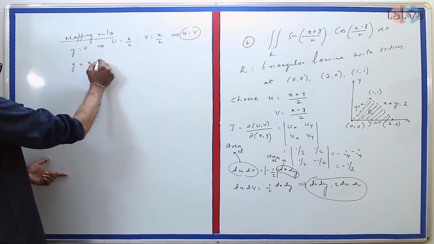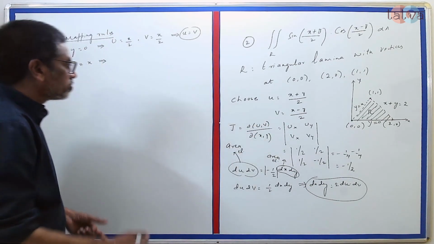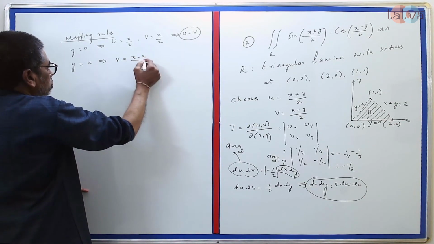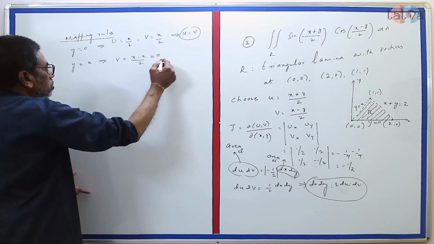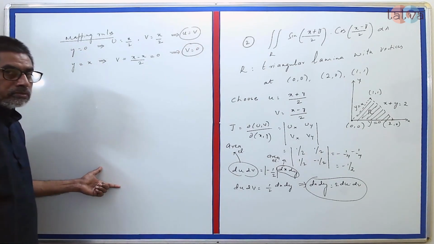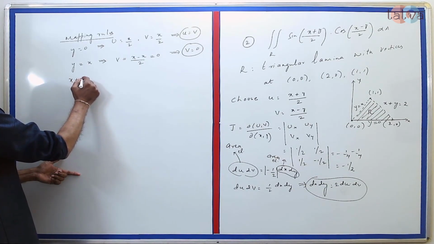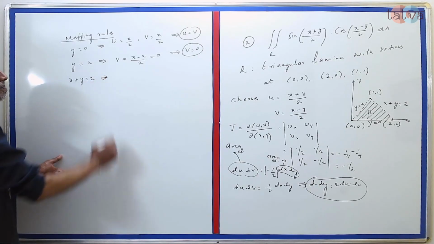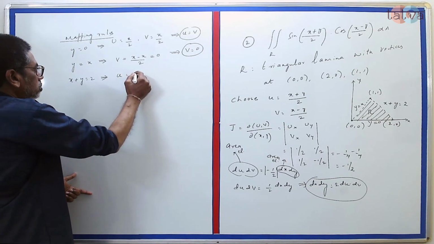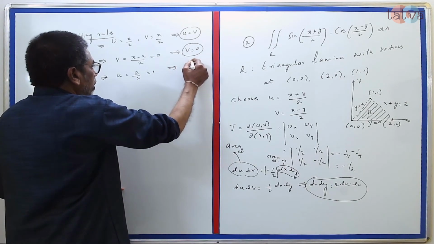When I take y is equal to x, I will find my second equation is convenient. v becomes x minus x by 2, that is a 0. So I will get v is equal to 0. Finally, when you have x plus y is equal to 2, I find this equation is convenient. I will get u is equal to 2 upon 2, which is equal to 1. So I get u is equal to 1.